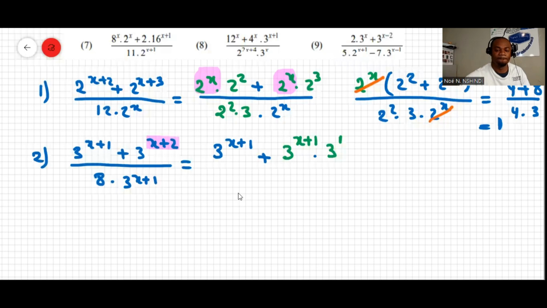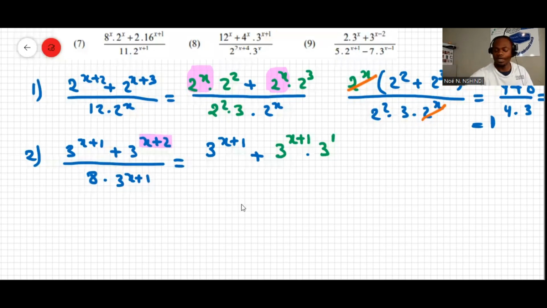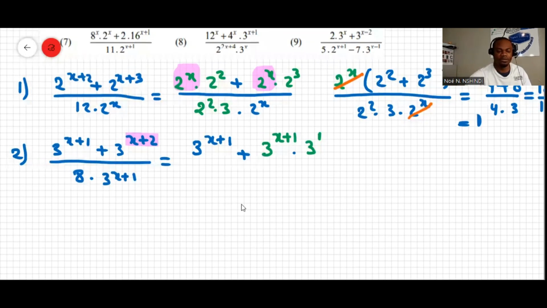Now, over here at the denominator, we have 8. 8 is 2 to the power of 3. I prefer to write it in terms of a prime factor, 2 to the power of 3, multiplied by 3 to the power of x plus 1. Then we have 3 to the power of x plus 1, 3 to the power of x plus 1, and 3 to the power of x plus 1. So now I can take 3 to the power of x plus 1 as the common factor here.